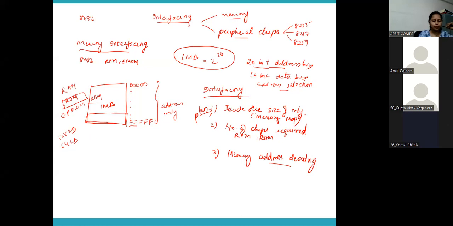So what is the point that I've made just now? When you're interfacing, the beginning 4K is going to be RAM and the ending 4K is going to be ROM.